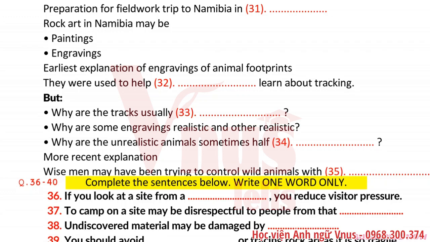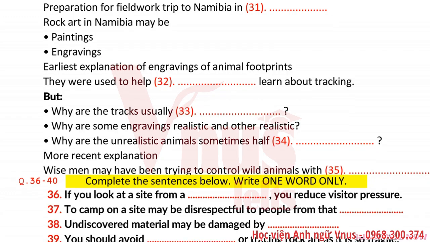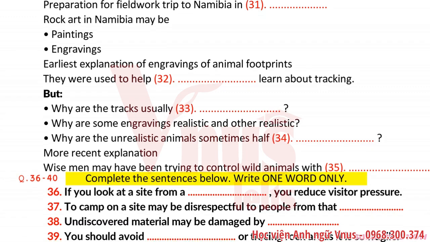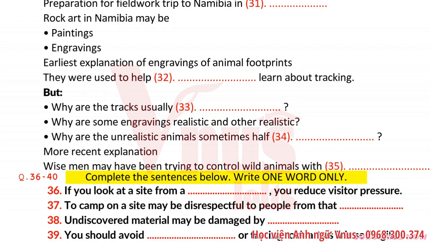First, when you look at a typical Namibian painting or engraving, you see the tracks are repeated. There are dozens of tracks for the same animal. Well, you'd expect just one clear illustration if the aim was to teach tracking. Now, there were two more problems. Why are some of the engravings of animals very accurate, as you'd expect, all clearly identifiable, and others quite unrealistic?